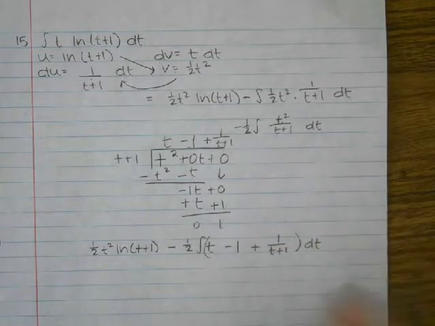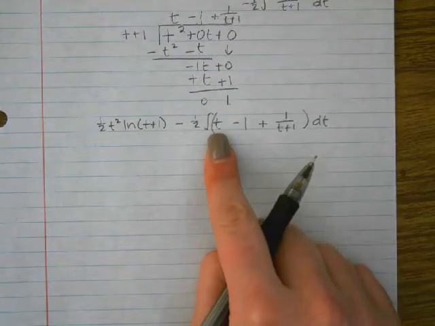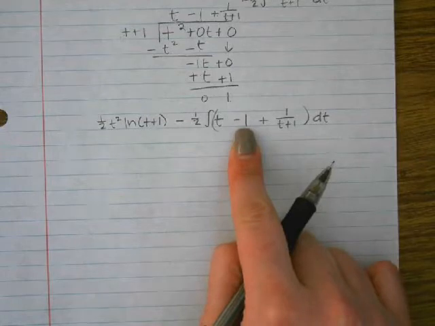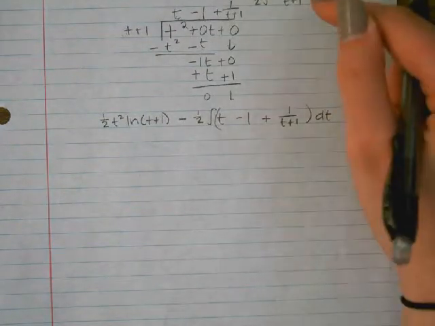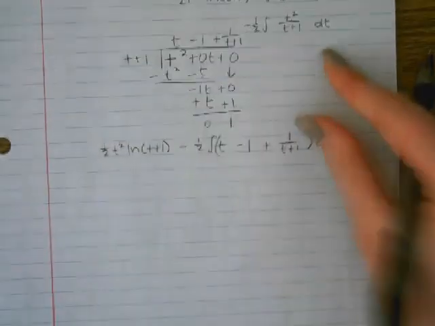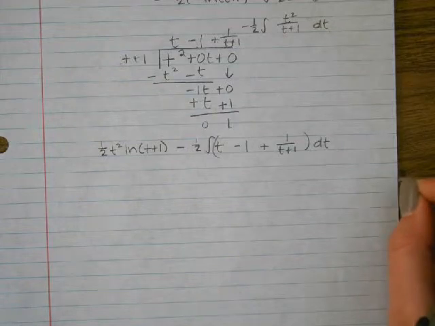The reason that helped us in the problem is because we know how to integrate t, we know how to integrate 1, and we know how to integrate 1 over t plus 1. So we couldn't integrate it the way it looked before, but we can integrate it the way it looks now. Does that make sense? Okay.